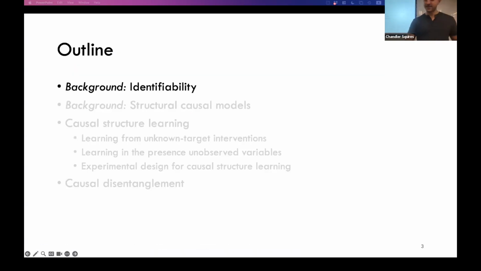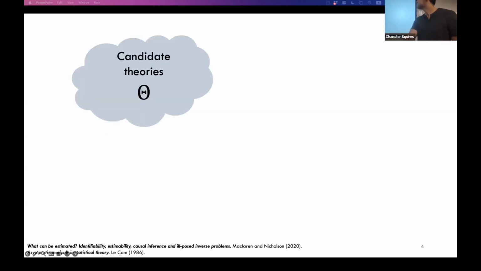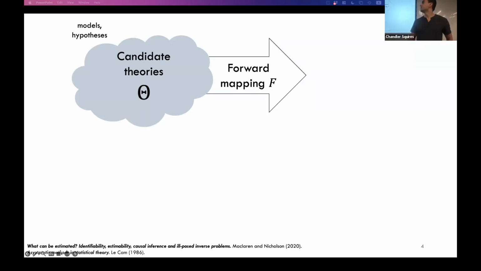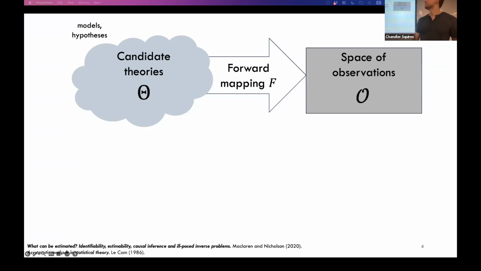So I was just saying, I was going to start off by giving some background on how I think about identifiability, get a few pictures in place. Identifiability is basically this question of theory choice. We have some collection of candidate theories, and you might call these models or hypotheses. And then there's some mapping that describes how those theories would lead to the observations that we see.